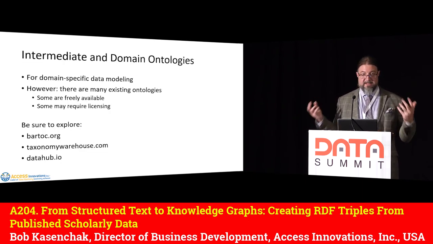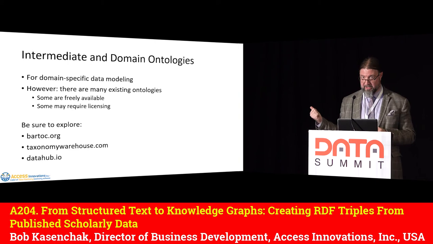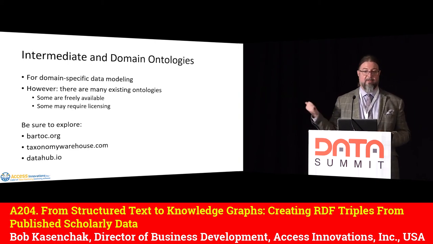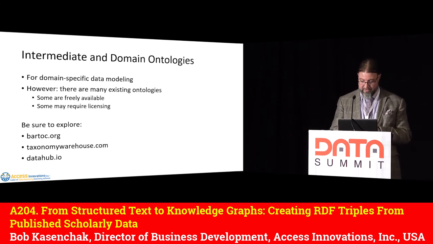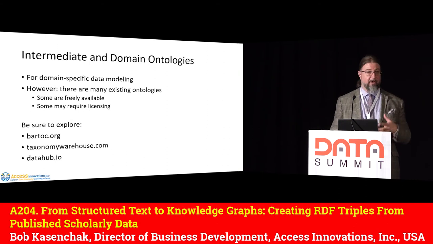There are lots of existing intermediate and domain ontologies, far too many to try and go through, but there are a couple of registries that you can look them up on. Bartok.org has, I think, surpassed everyone and is now the main place that people go look. It's maintained by the University of Basel, and it's a registry of taxonomies and ontologies that then point you to the owners of those things. So if you need to build an ontology to describe something in your model in a domain, go search there and see what you can find.